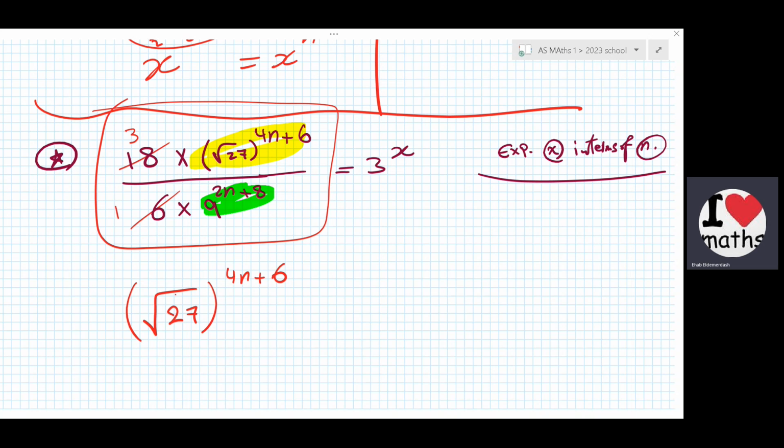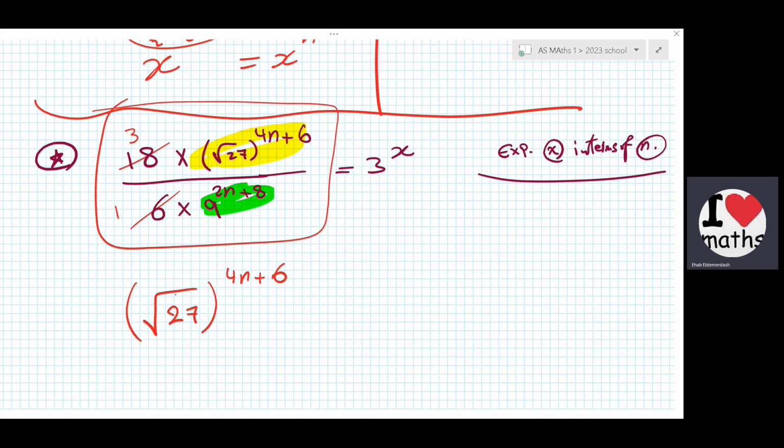Now I see I have two disasters here. The 18 and 6 are easy, no problem. Then I have the root 27 to the power of 4n plus 6, and then 9 to the power of 2n plus 8. We have two problems in this question. What should we do? What's the main problem? I have to deal with them one by one.